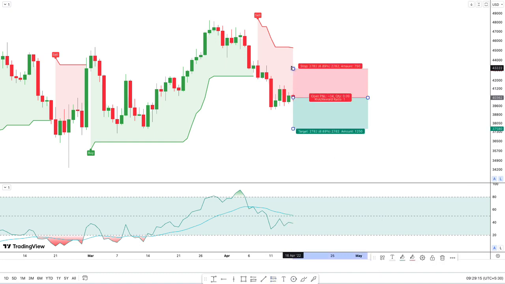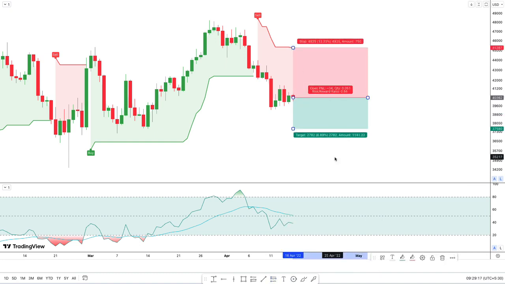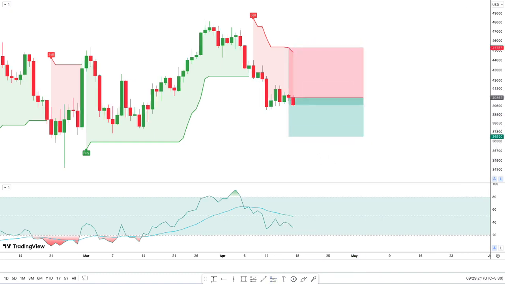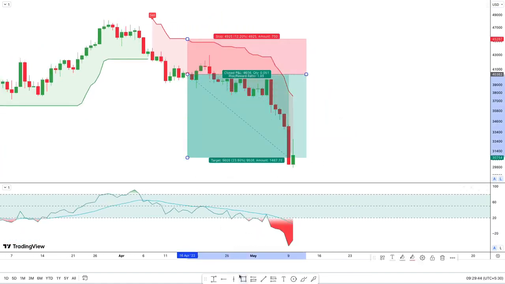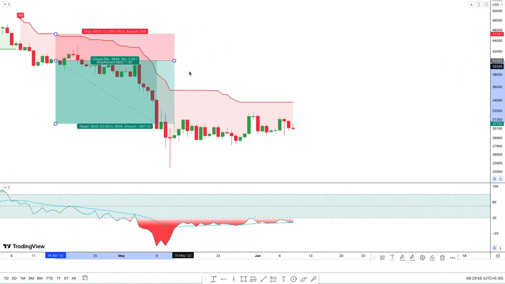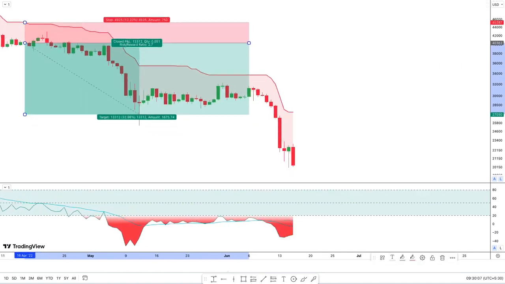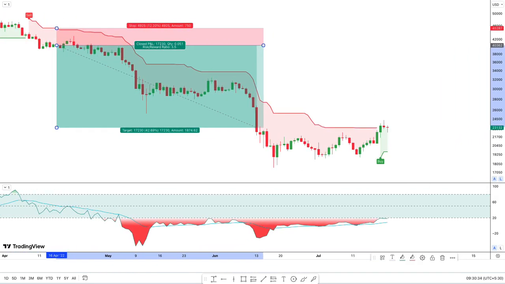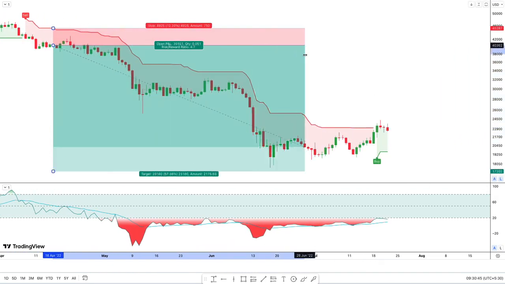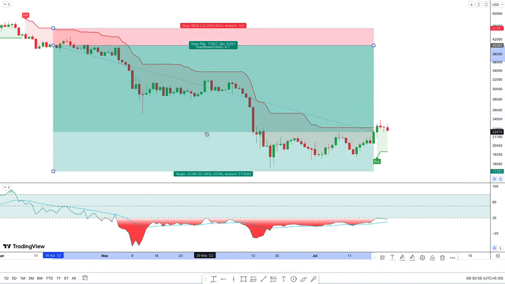To manage risk, we set our stop loss at the red line of the SuperTrend indicator. As the market progresses, we continuously trail the stop loss downward using the SuperTrend indicator. We can see that the market eventually does not touch the red line, so our stop loss is not triggered. By using this strategy, we have made significant profits in this trade.